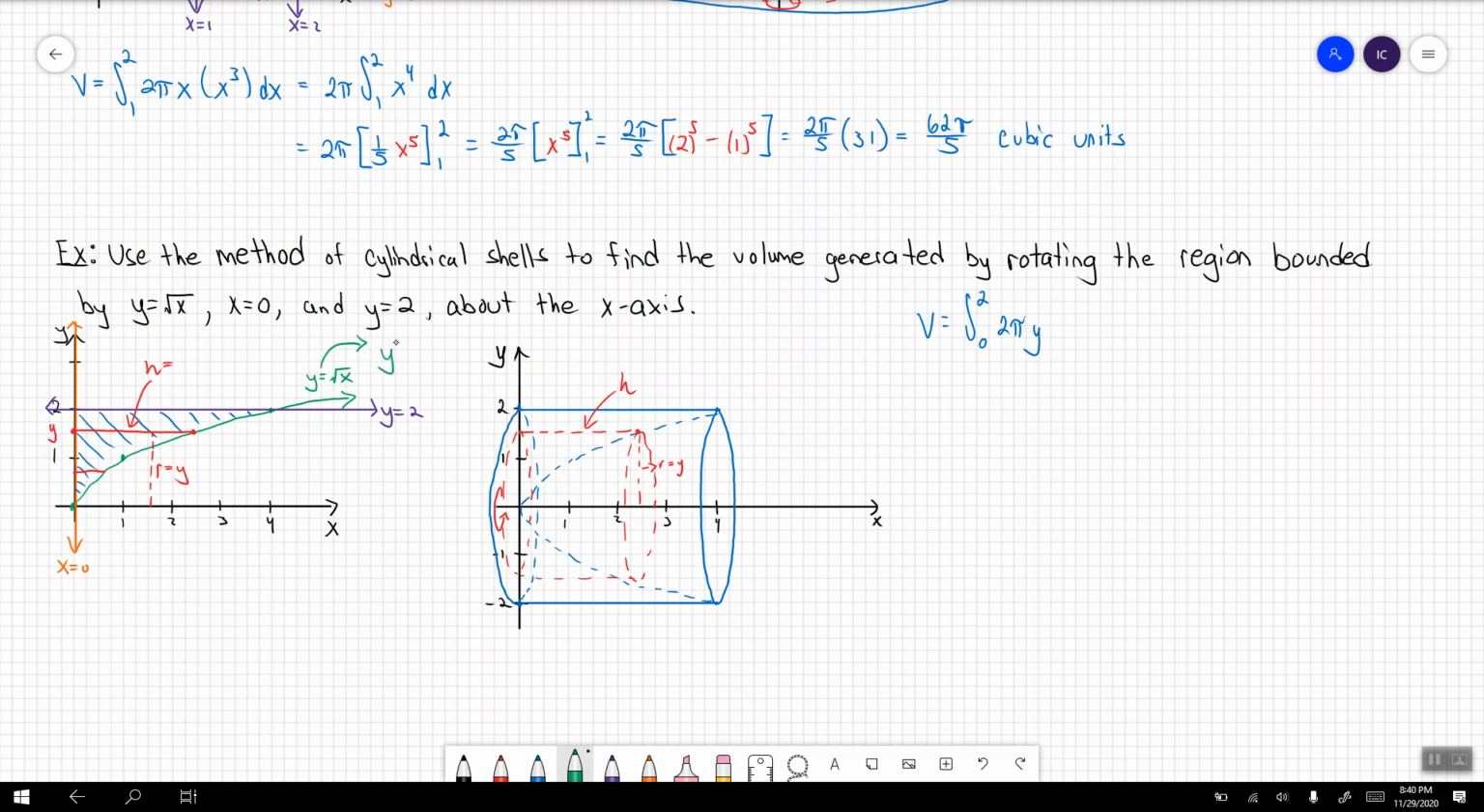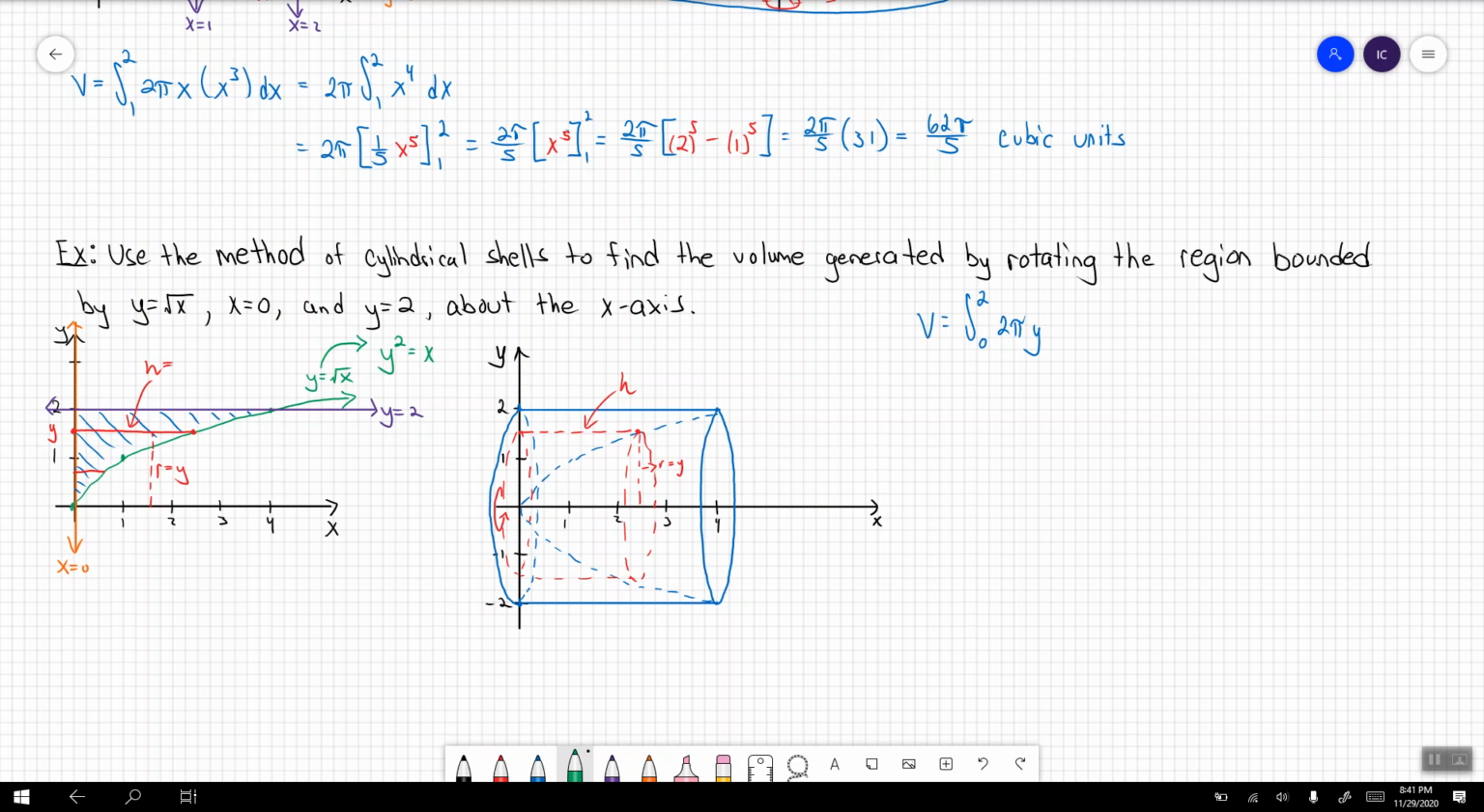If I square both sides, I then get that y squared is equal to x. In doing so, I can see that any value that I choose for my x value will correspond to my function y squared. And this is not a regular function. This is a function in terms of the y variable.